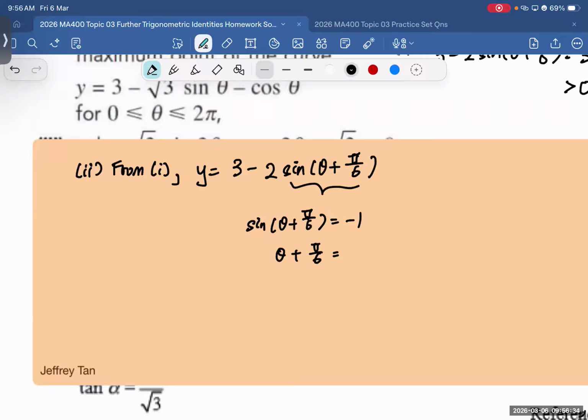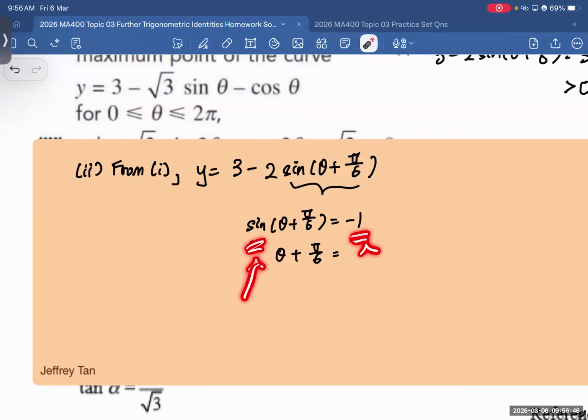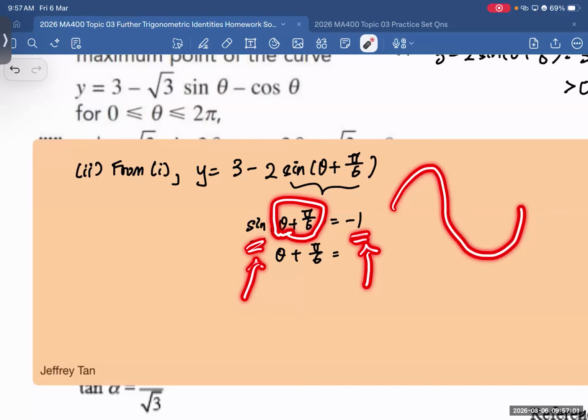Okay, so when is sine equal to -1? When is the sine function equal to -1? What must this angle be? If sine is equal to -1, pi over 2. So the graph looks like that, remember?